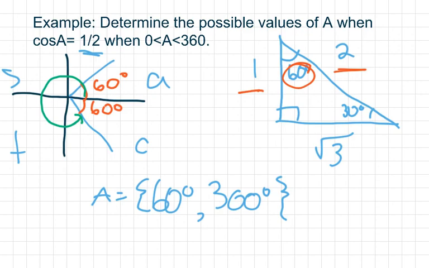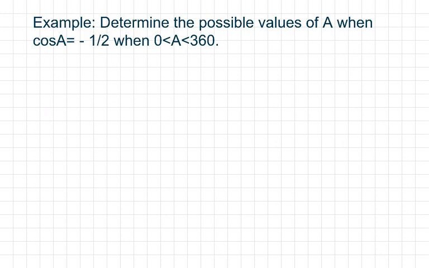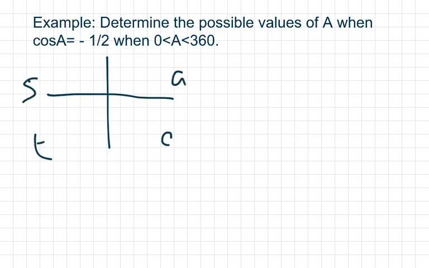Okay, so now let's look at one. It's a very similar example, but this time we have a cos value that is negative. So, again, we're going to draw out our CAST quadrant, C-A-S-T. But this time, since it's negative, we know that the angle is going to have to fall in the upper and lower left quadrants.